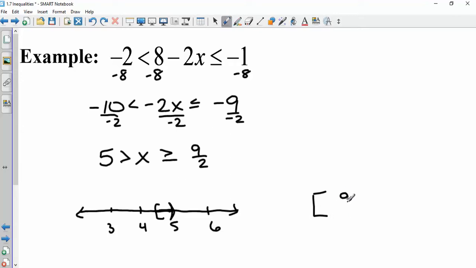Interval notation, you have to go left to right, small to large. So it would be 9/2, comma, 5. As long as it divides evenly, 4.5 would be fine. If it were a 1/3, I want you to keep 1/3, not write 0.3. Other questions?